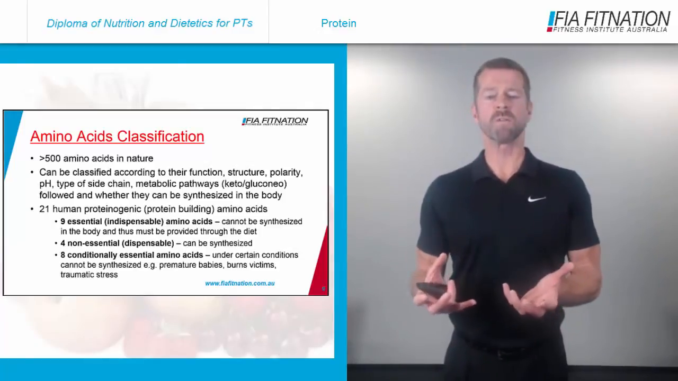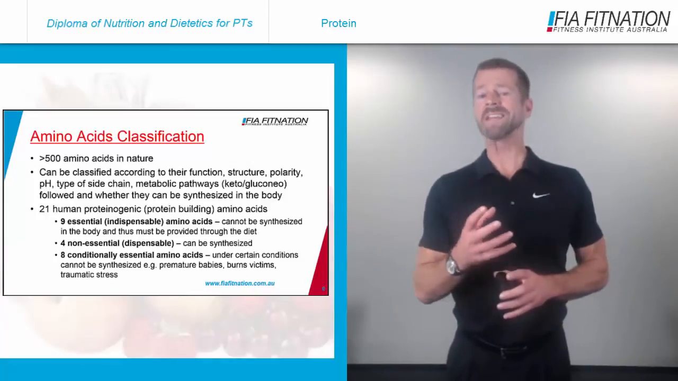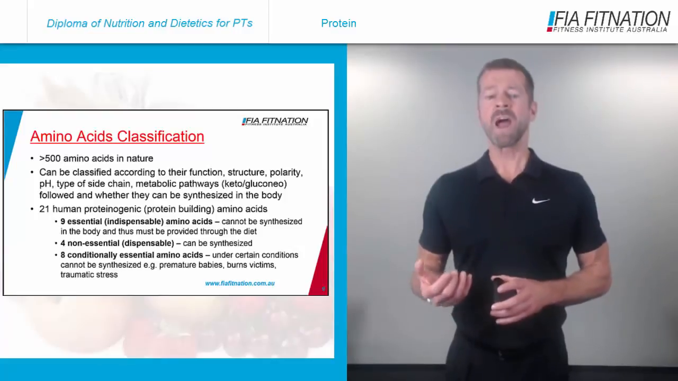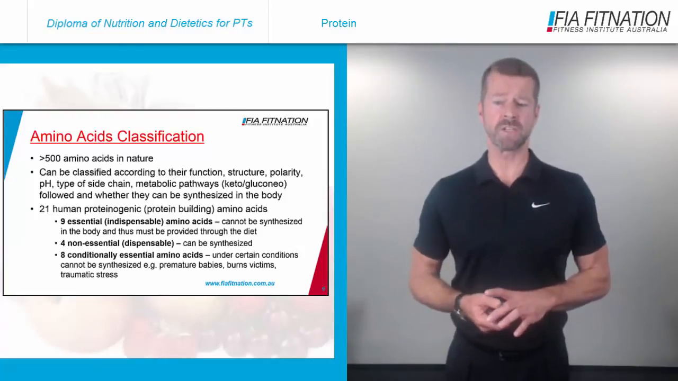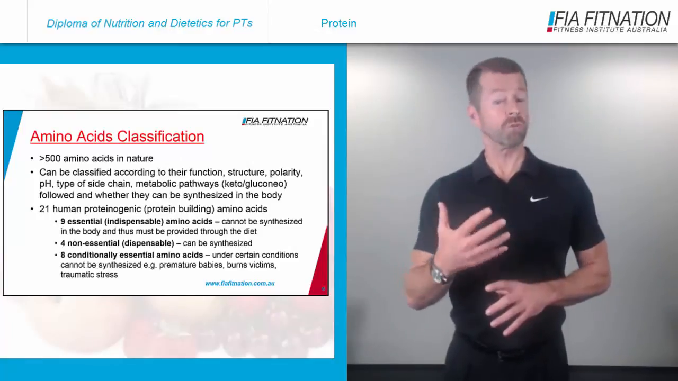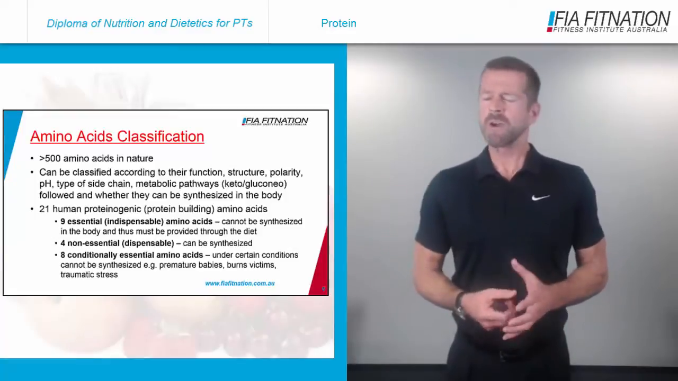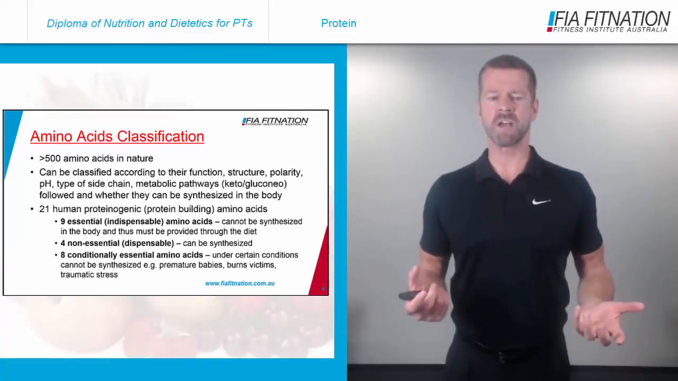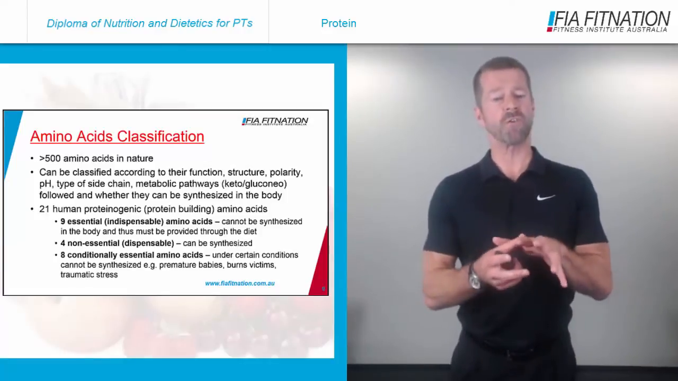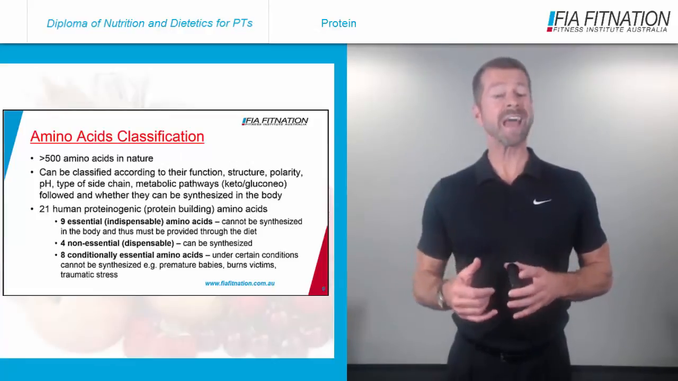Of those 21 protein building amino acids, 9 of them are essential. They're often called indispensable amino acids. They can't be synthesized in the body, and therefore they have to be provided through the diet. So there are 4 non-essential or dispensable ones, which means that they can be readily synthesized, really in all conditions. And then there are 8 conditionally essential amino acids, which used to be categorized as being non-essential, but under certain conditions they cannot be synthesized.